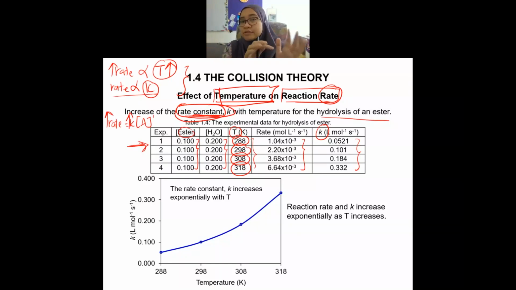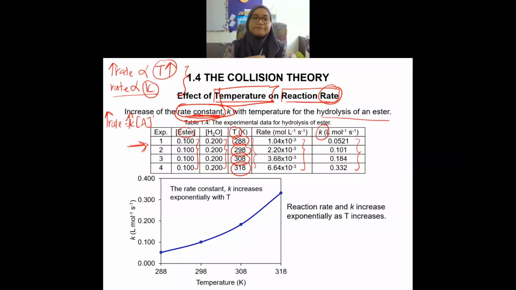So that's why, when we determined the effect of concentration last time, the value of K remained constant. Remember we used the initial rate method last time? What happened to the K when we tried to calculate the K? The K remained constant, right? Same goes for other factors like catalyst, surface area, and whatnot. So those can only affect rate, but not rate constant.